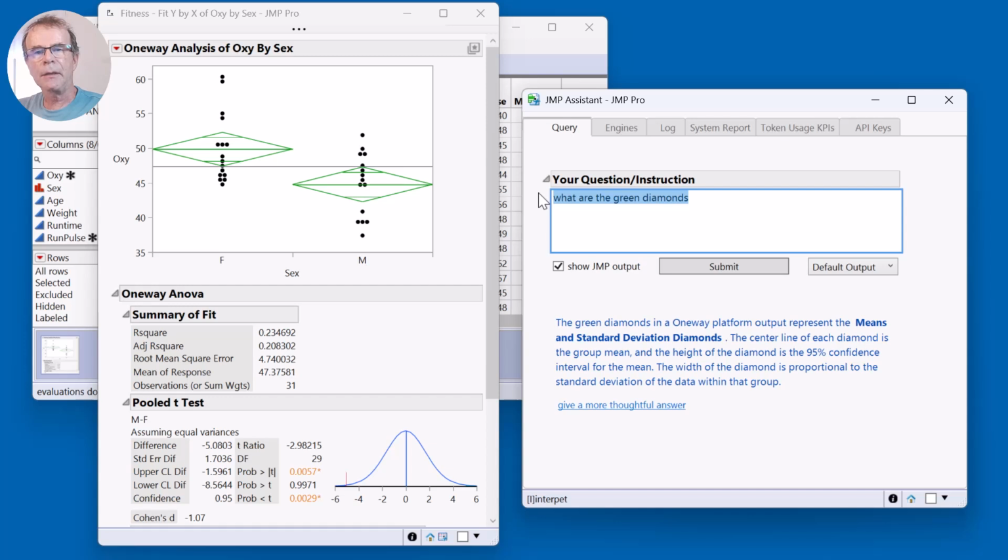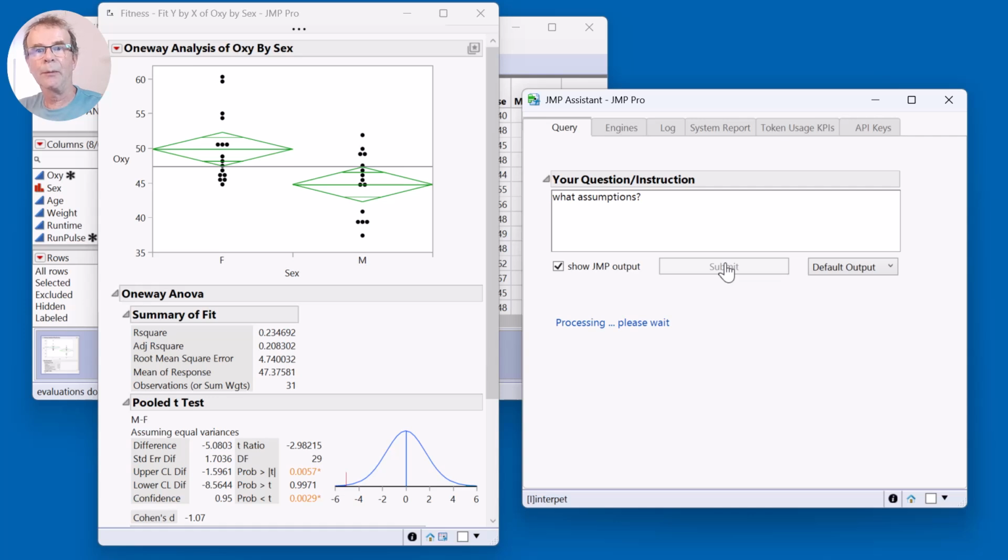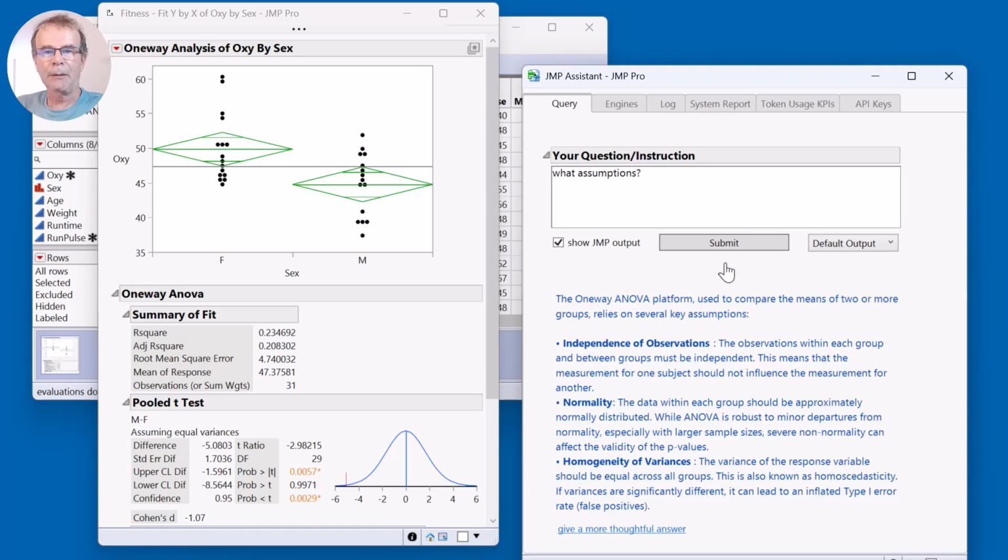Let's take another look at general knowledge. What assumptions are being made? And I also try and keep things quicker by reducing what I type, although it does risk the large language model not knowing what I'm talking about. But hopefully it knows what I'm talking about, and it gives me the assumptions for one-way ANOVA. So we've seen navigation, that's the N. Interpretation, that's the I. We've seen here knowledge, that's the K.